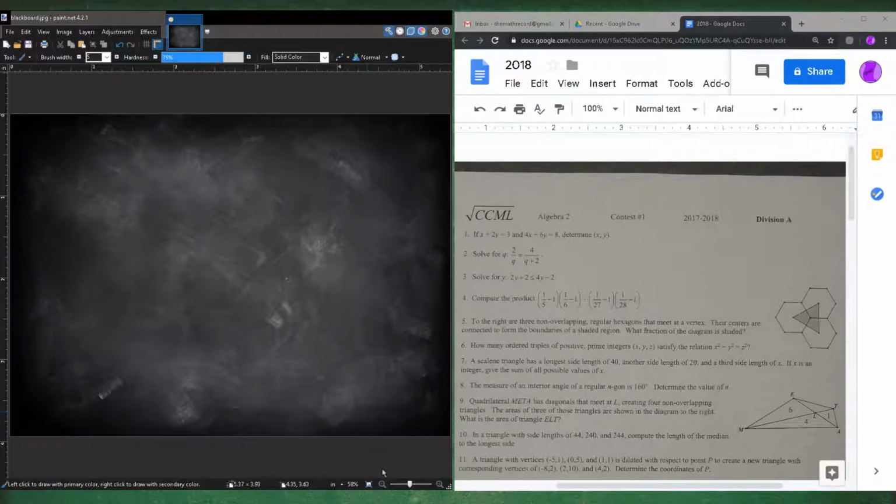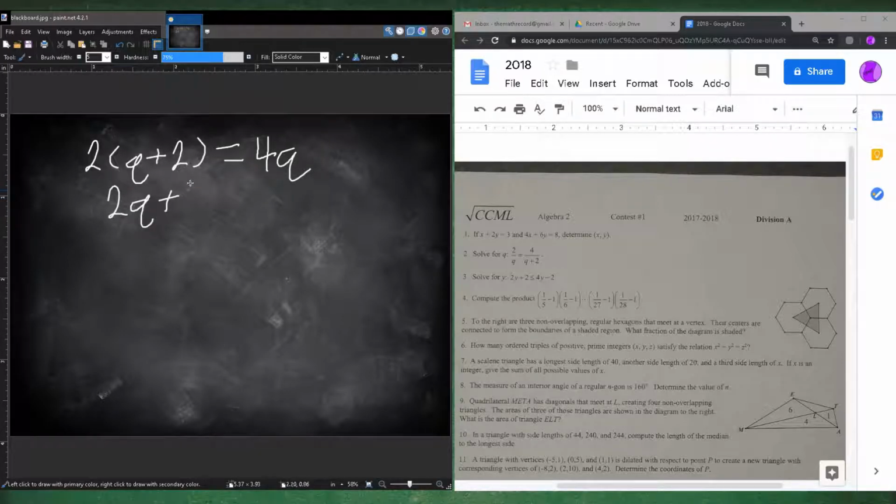Okay, number 2. Solve for q. 2 over q is equal to 4 divided by q plus 2. So what you could do is just multiply the numerator by the opposite denominator. So you're crossing it. So it's 2 times q plus 2, and 4 times q. So it's 2 times (q plus 2) is equal to 4 times q. It's just crisscross, and then you get it right.